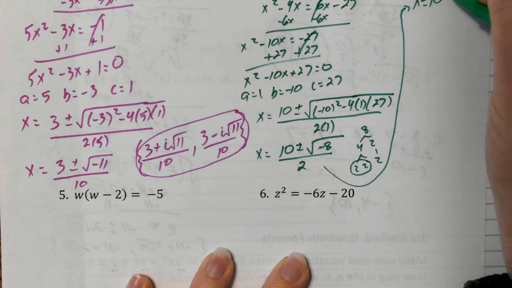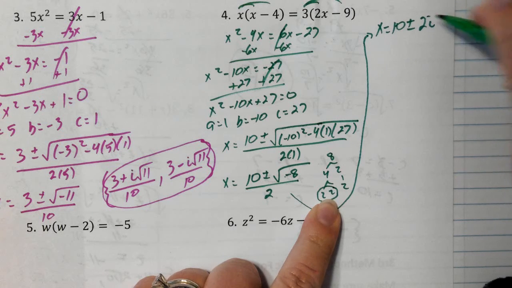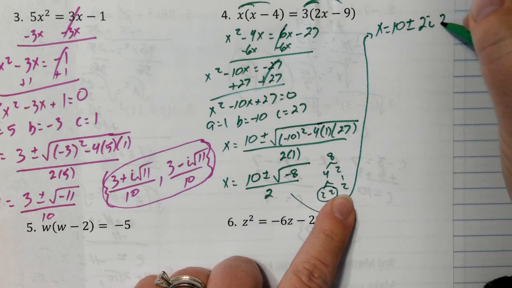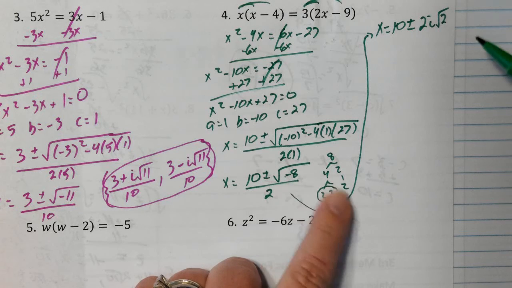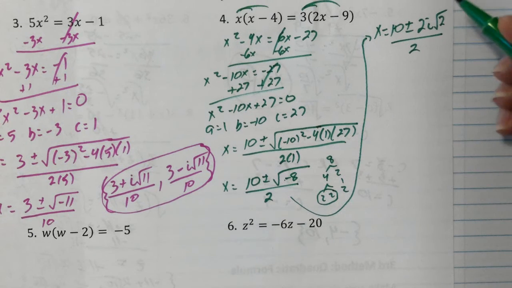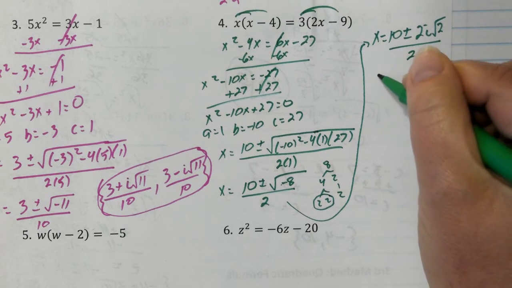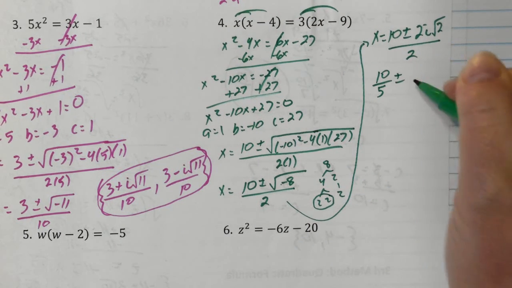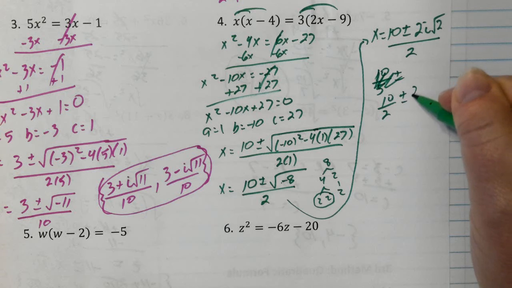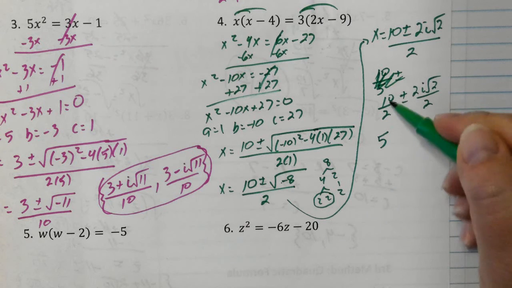x equals 10 plus or minus. A 2 can come out of the radical. And an i will be written to indicate that it's imaginary, that we were taking the square root of a negative number. And this last 2 has to stay inside. Okay, the last 2 did not have a buddy. It stayed in the radical. Divided by 2. Okay, notice 10 can get divided by 2, and 2i root 2 can get divided by 2. So if I take my 10 over 2 plus or minus 2i root 2 over 2. Well, 10 divided by 2 is 5.